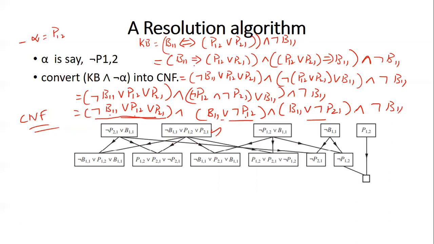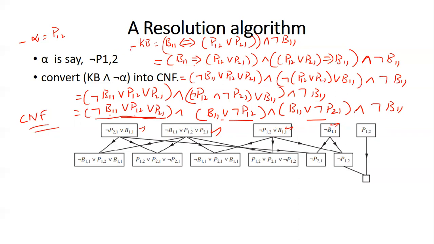B11 or not P12. This is what we got. Okay. And B11 or not P21. Where is that? B11 or not P21. Okay. And not B11. Right? Okay. Now we have one more thing. So what we want to prove?